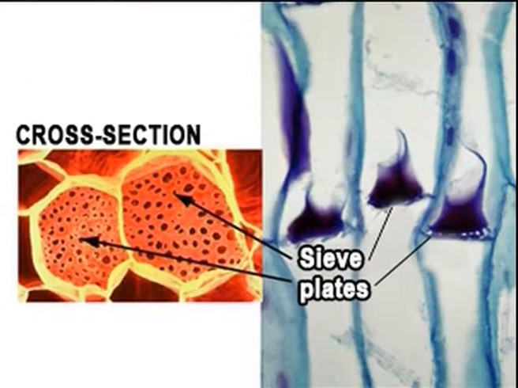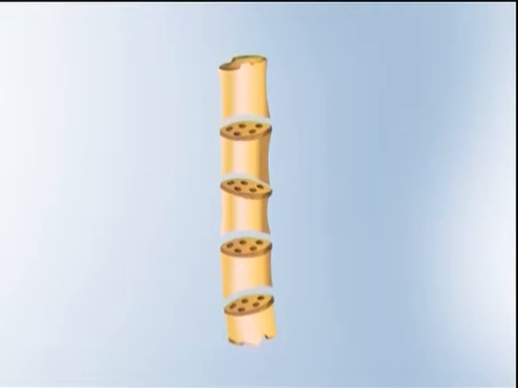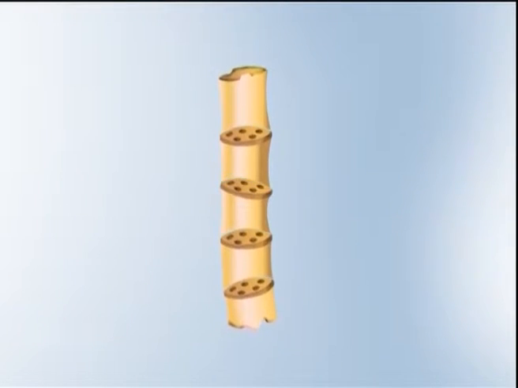These are thin-walled living cells. A series of sieve tube elements arranged end to end and interconnected through sieve plates form a sieve tube, analogous to a vessel in the xylem. They are present only in angiosperms.